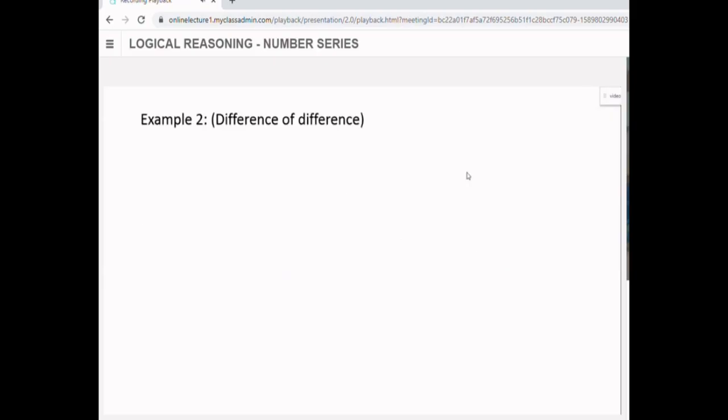Now second example, example 2. Now here, what do I mean by difference of difference? Here, this is a series given to you: 2, 7, 16, question mark. You don't know this number. 46, 67 and 92. First, I'm writing that series as it is: 2, 7, 16, question mark, 46, 67 and 92. I'm spreading out and writing that series so that I can write the difference.